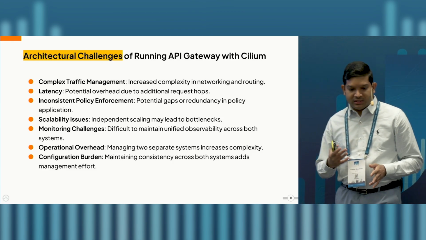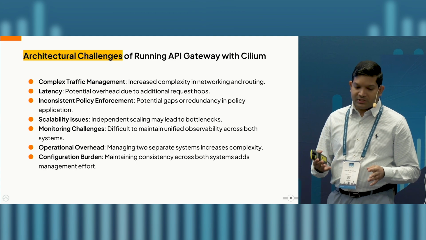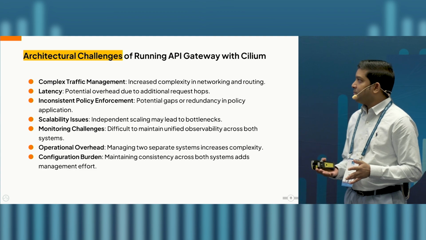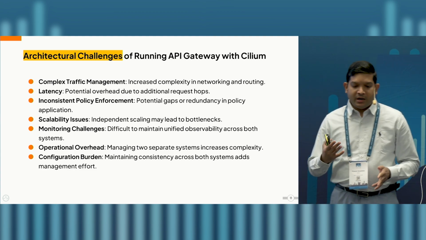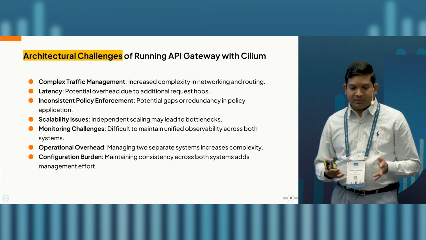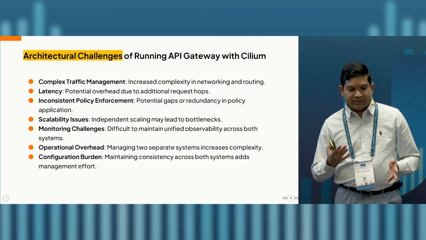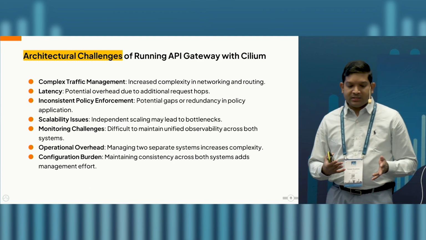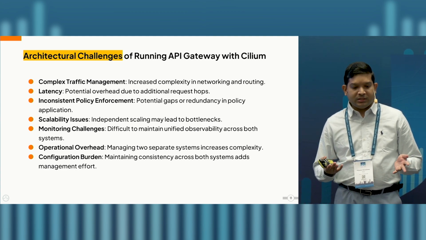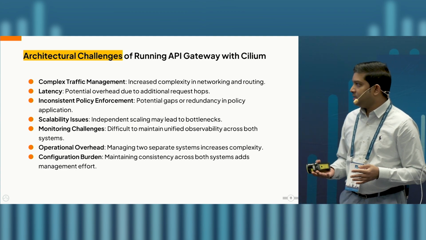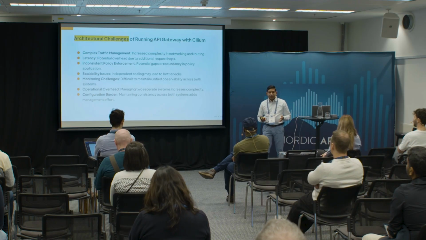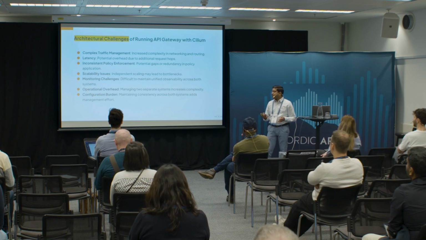So, this combination of Cilium and API gateway offers benefits, but introduces some challenges. Complex traffic management and added latency arise from the extra networking layers. Inconsistent policy enforcement between the two systems can create security gaps, while independent scaling risks bottlenecks. So when we have multiple components, it can complicate monitoring, operational overhead, and configuration management as well. So we need to rethink the architecture and address these issues.